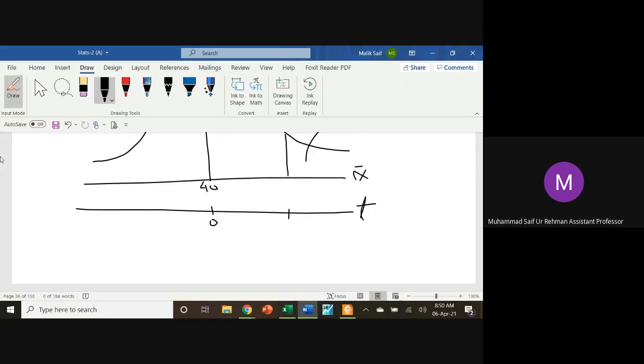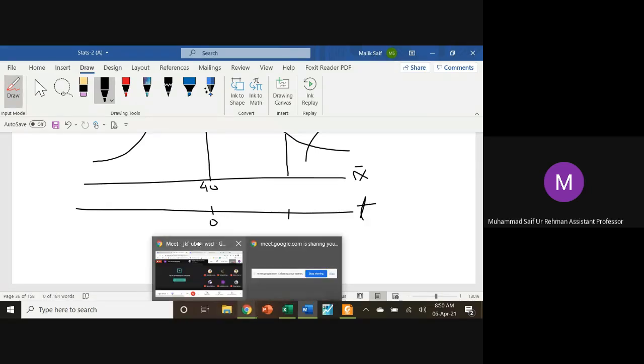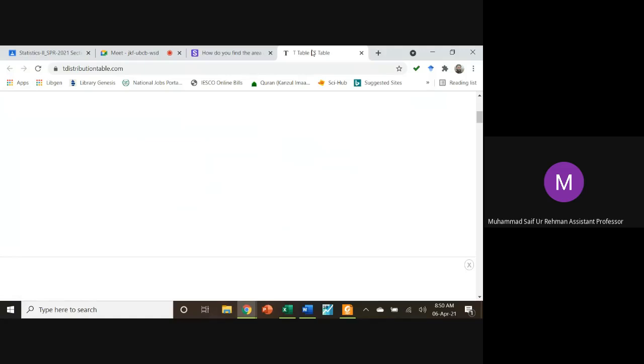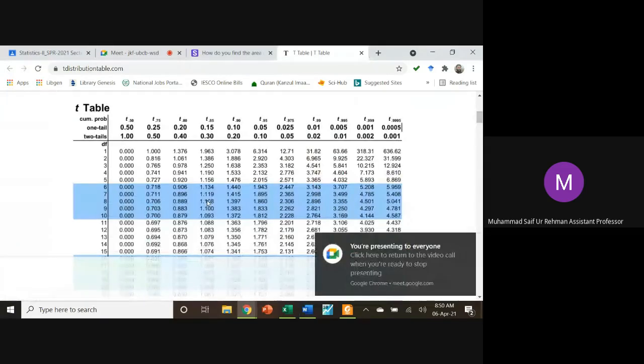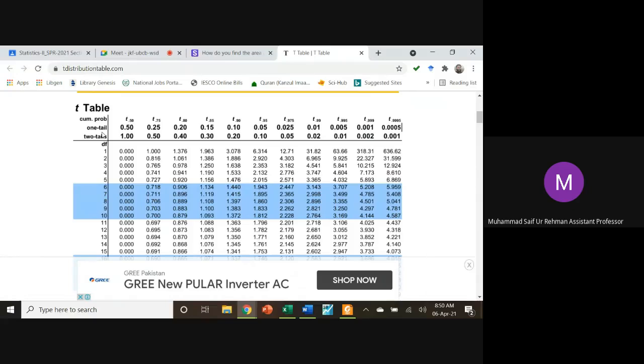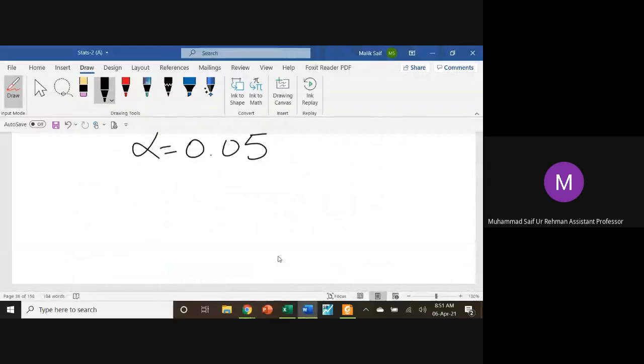And how will you find it out? This is single tail. Come over here. This is the t table. And in t table, you have to see one tail. This is one tail. And the level of significance is 0.05. The other important thing that you have to see is degree of freedom. So degree of freedom is equal to n minus 1, sample size minus 1. So you have to see what was the sample size in this case. How many?